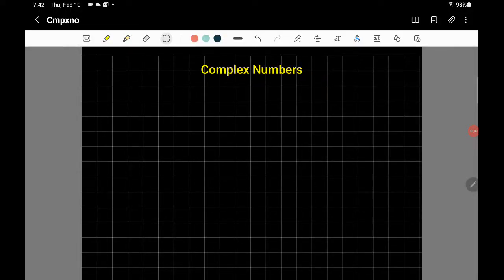What are complex numbers? Before we define complex numbers, let's solve this question. When you have x squared equal to 49, and we ask about the solution of this equation, we'll say x is equal plus or minus square root 49, which will be equal to plus or minus 7. Okay, what about x squared is equal negative 49?